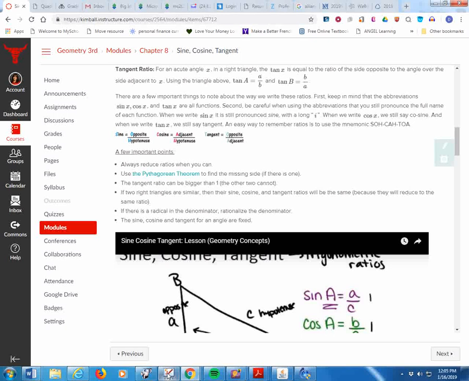If 2 right triangles are similar, then their sine, cosine, tangent are identical. You find the sine, cosine, tangent of one is the same as the sine, cosine, tangent of the other. You may just have to reduce your fractions.